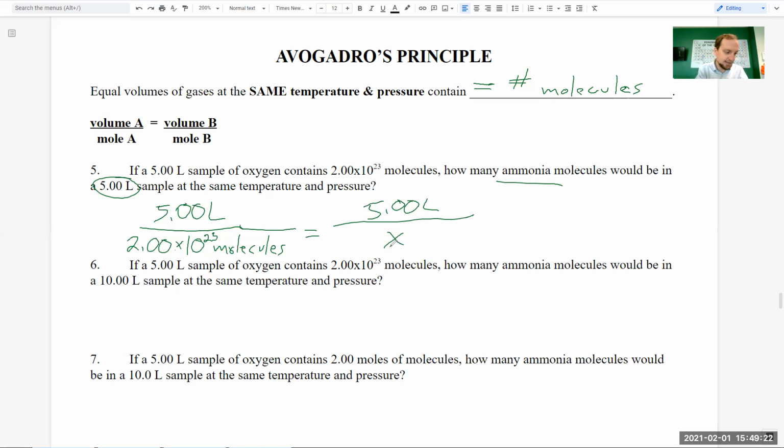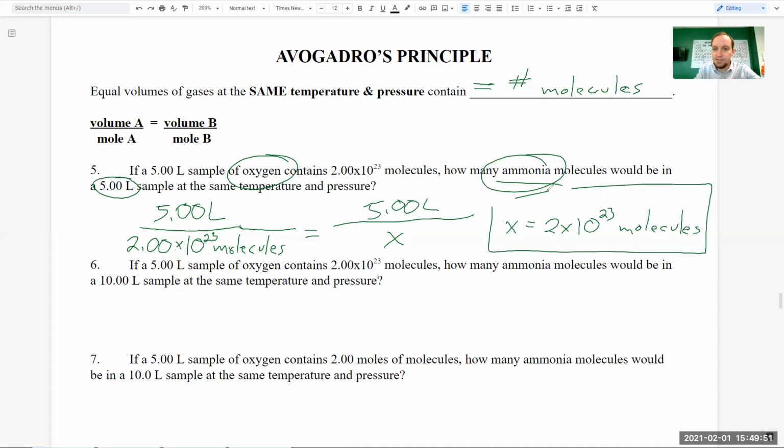So 2.00 E 23 times 5. I'm going to divide by my short diagonal. So divide by 5, and you guys probably already figured it out. It is the exact same answer. And that is, again, just to show you that if we have two different gases, in this case oxygen and ammonia, if they're at the same temperature and pressure, then not surprisingly, it is the exact same number of molecules, regardless that it is a different gas. Okay, that again is the theory behind Avogadro's principle.